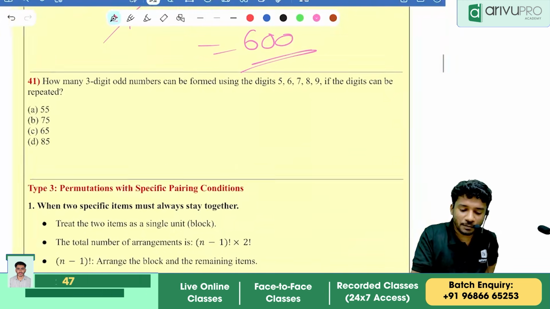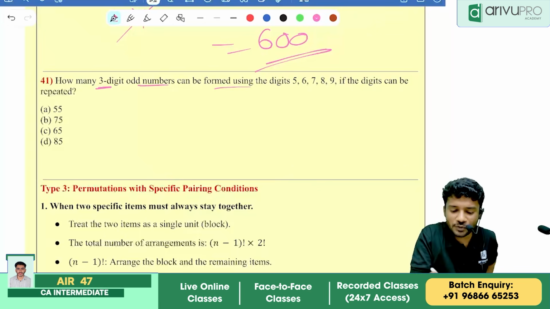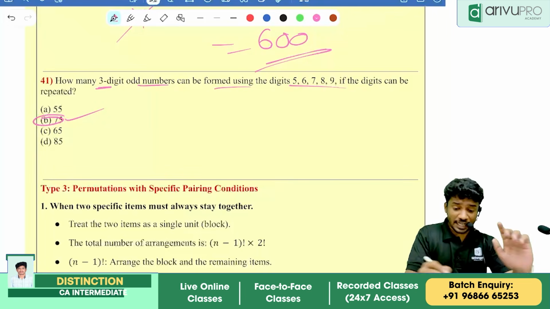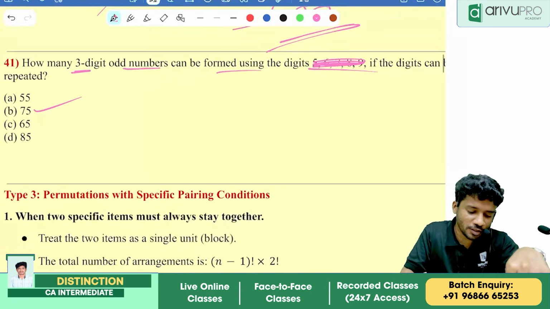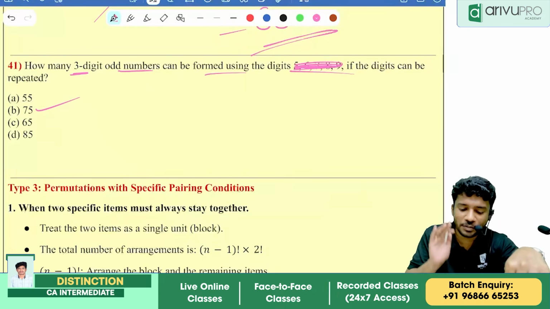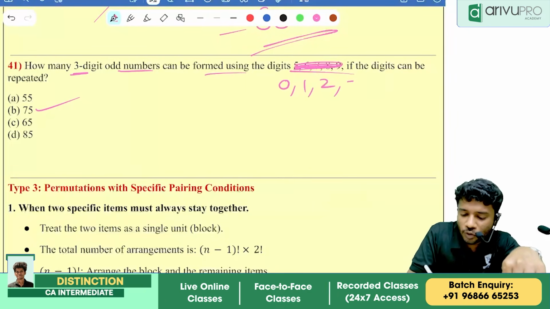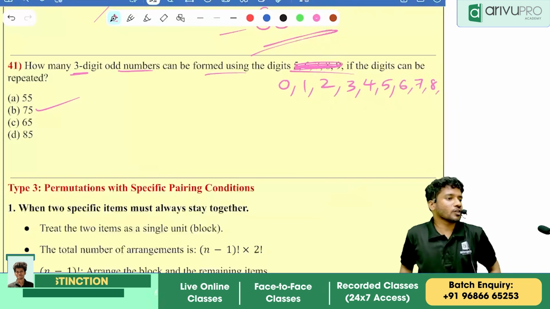Next question. 3-digit, again the same question, right? 3-digit odd numbers which can be formed using the digits 5, 6, 7, 8. The answer was how much now? 75. Now I will change the question. How many 3-digit odd numbers can be formed using the digits 0, 1, 2, 3, 4, 5, 6, 7, 8? Give me the answer.